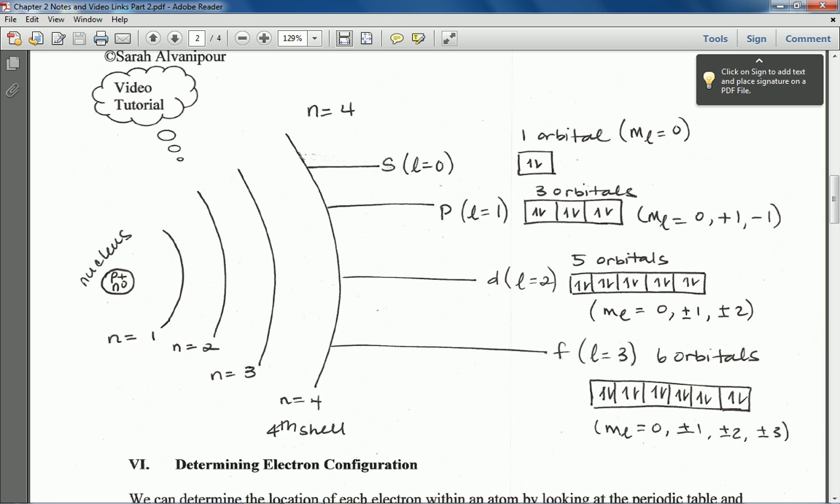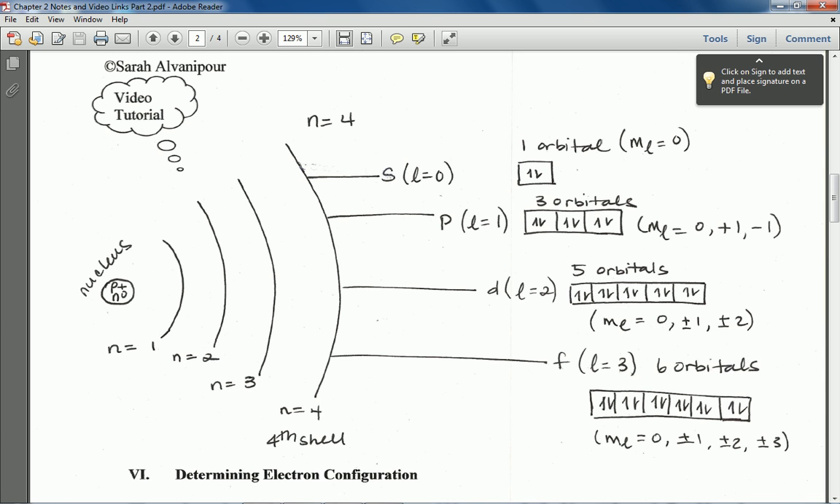It would correspond to the fourth row of the periodic table for the most part, which means that we have an S subshell, a P subshell, a D subshell, and an F subshell. So this is the shell, and then within the shell we have these subshells. All right, L equals 0 is the S, L equals 1 is P, L equals 2 is D, and L equals 3 is F. So there are our subshell values.